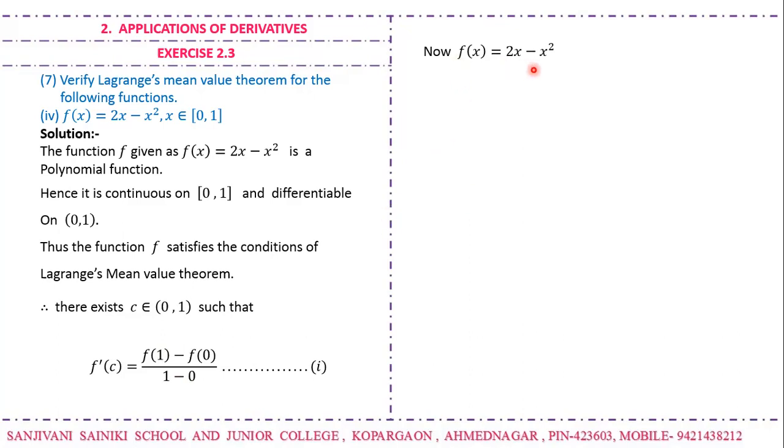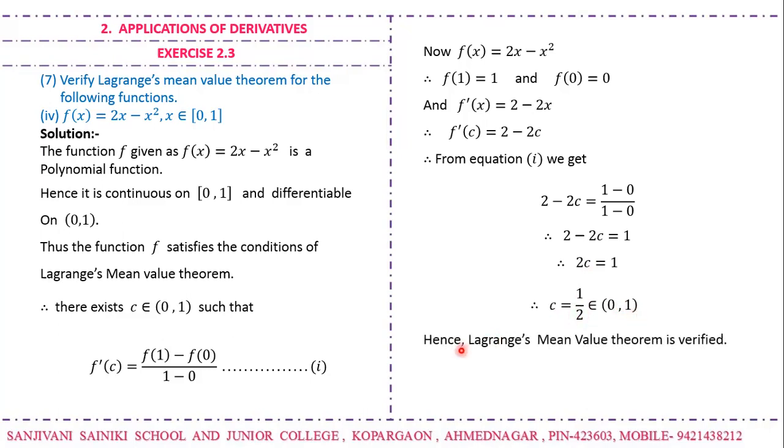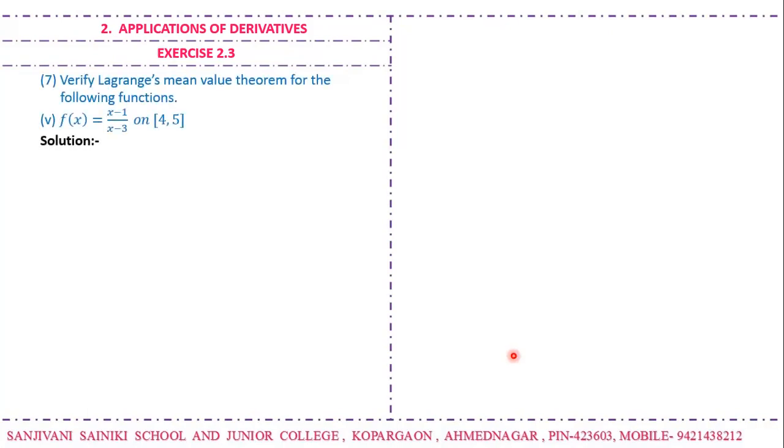Now f of x is 2x minus x square. Now f of 1 is 1 and f of 0 is 0. So f dash of x is 2 minus 2x and f dash at c is 2 minus 2c. So we'll put these values in this equation number 1. We get 2 minus 2c is equal to 1 minus 0 upon 1 minus 0, that is equal to 1. So 2 minus 2c is 1, so 2c is equal to 1, so c is equal to 1 upon 2. It belongs to the open interval 0 to 1. Hence, again, Lagrange's mean value theorem is verified.